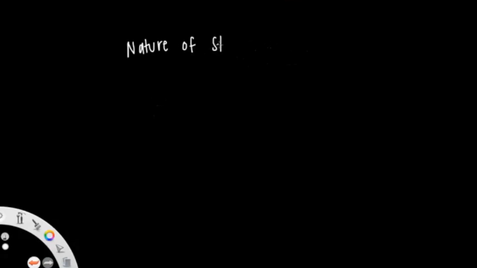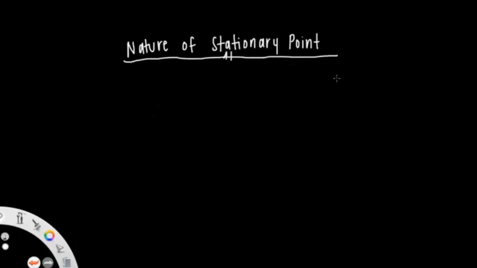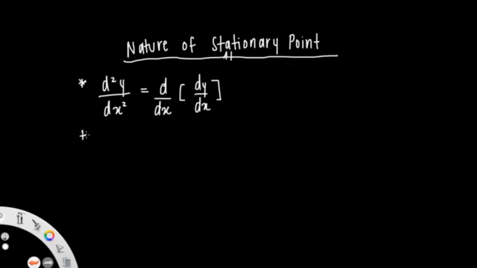Now we can talk about the nature of stationary points. So to find the nature of stationary points, you need to differentiate your differentiated equation. What that means is you need to find the second derivative. So you differentiate your differentiated equation, if that makes sense. So the nature of a stationary point helps you find the maximum or the minimum point.